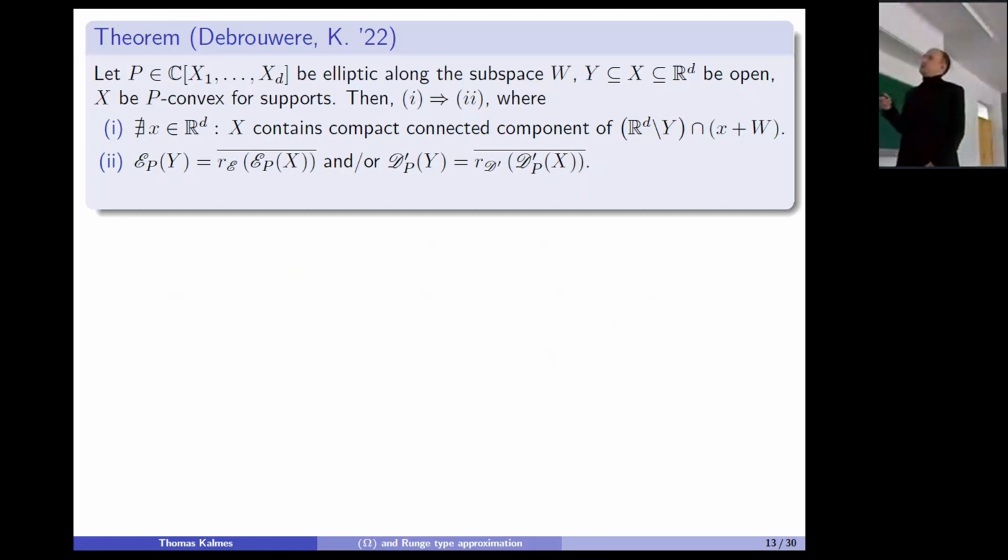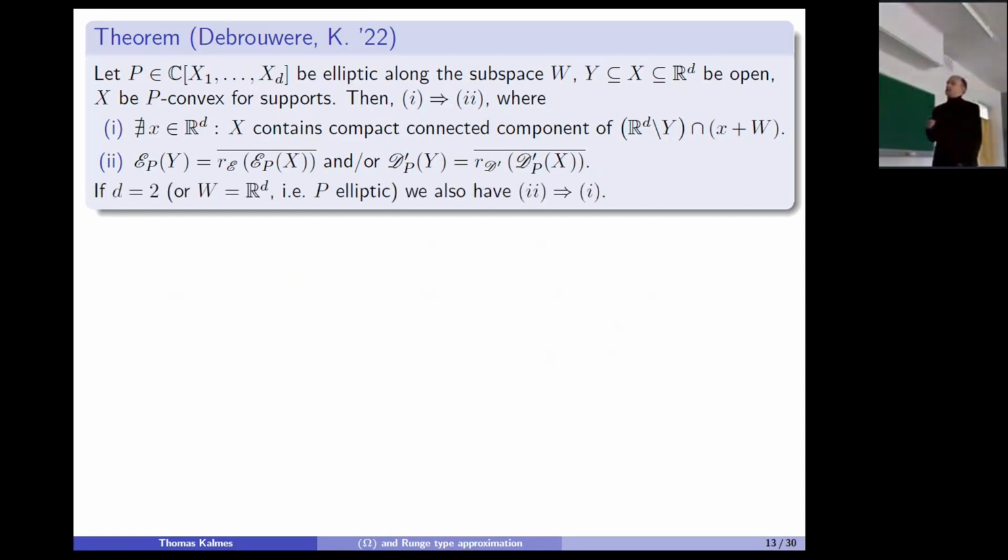Then both restriction maps between the smooth solutions and the distributional solutions have dense range. In case the dimension of the Euclidean space is equal to 2, this sufficient condition is also necessary, which is also the case for elliptic operators, because then W is the whole space, and this geometric condition is the same as in Lax-Malgrange. So X plus W is Rd, the intersection can be omitted, and the condition reads: there is no x such that the large set X contains a compact connected component of the complement of Y.